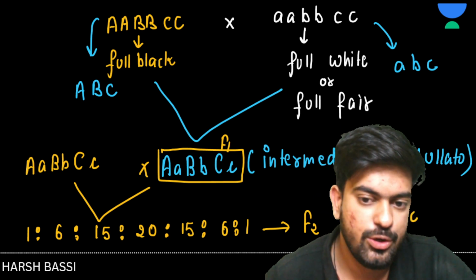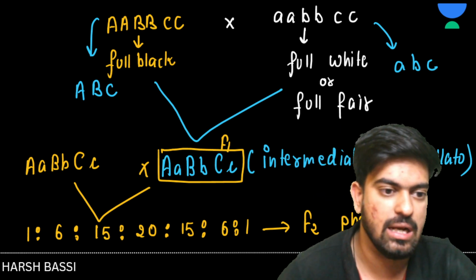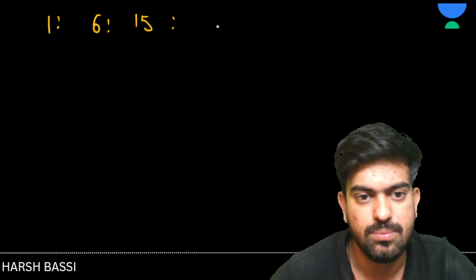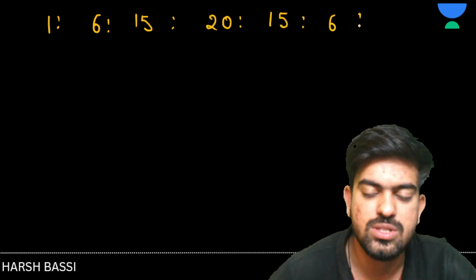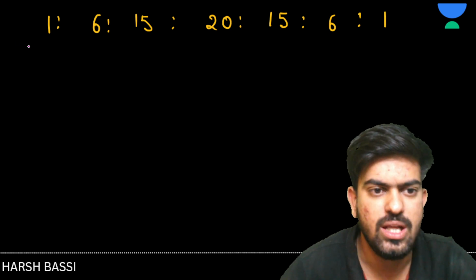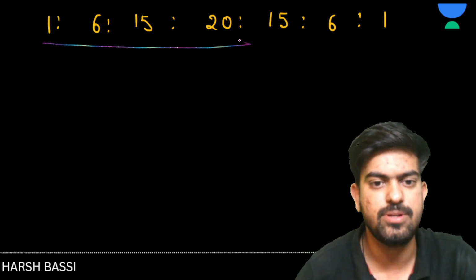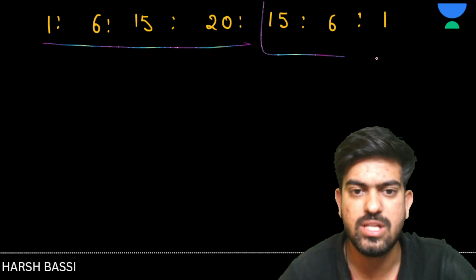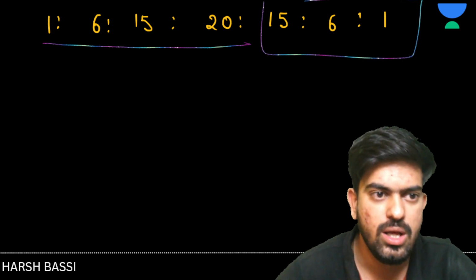Sir, do we have to learn this? Yes, definitely. So see, we got the ratio 1:6:15:20:15:6:1. See, this much you learned, just this much. Later on it's the same. Okay, clear?